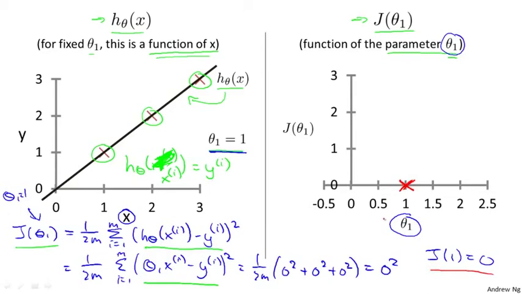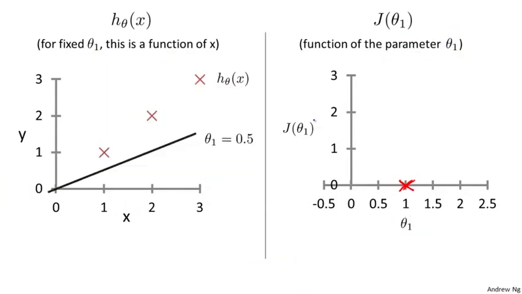Theta 1 can take on a range of different values, right? So theta 1 can take on negative values, 0, or positive values. So what if theta 1 is equal to 0.5? What happens then? Let's go ahead and plot that. I'm now going to set theta 1 equals 0.5, and in that case, my hypothesis now looks like this. There's a line with slope equal to 0.5, and let's compute j of 0.5.